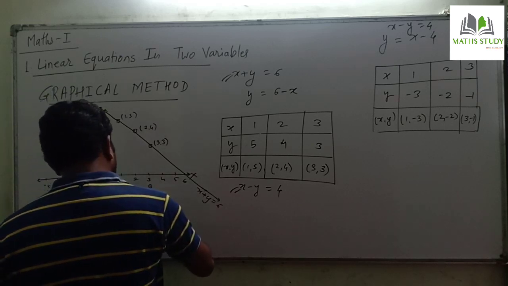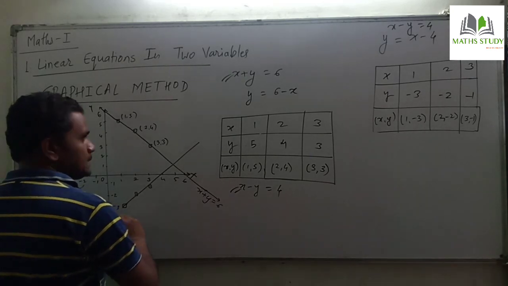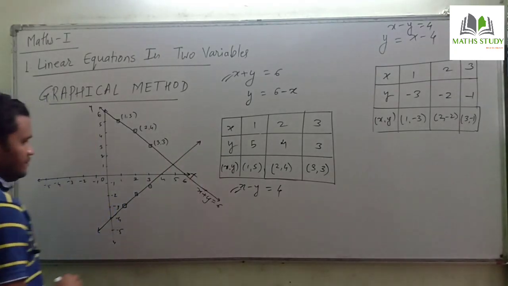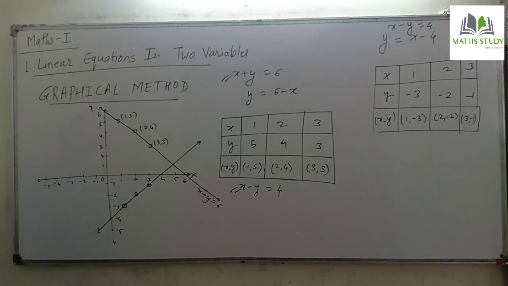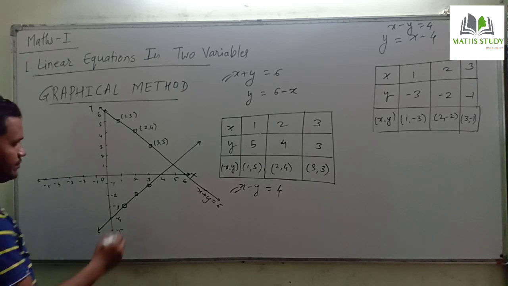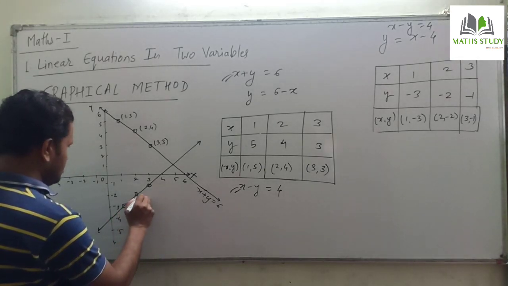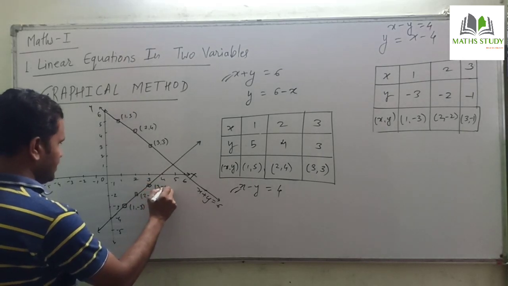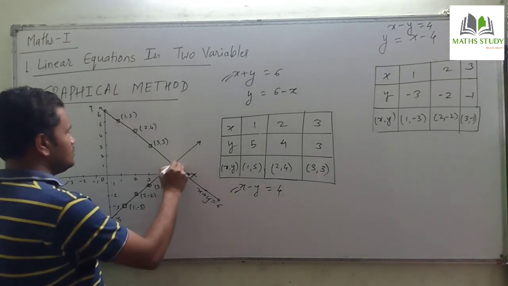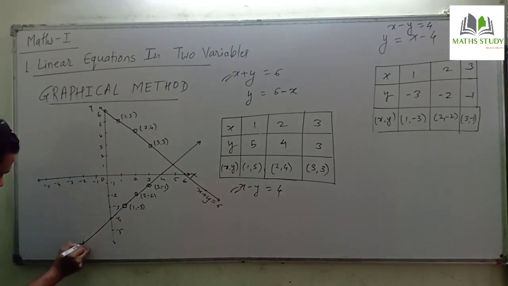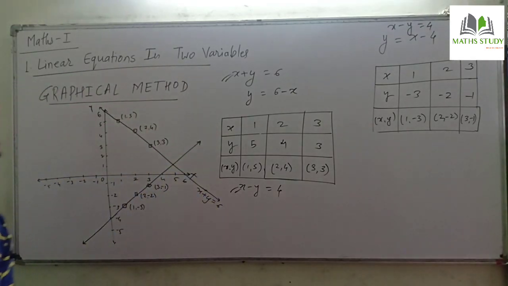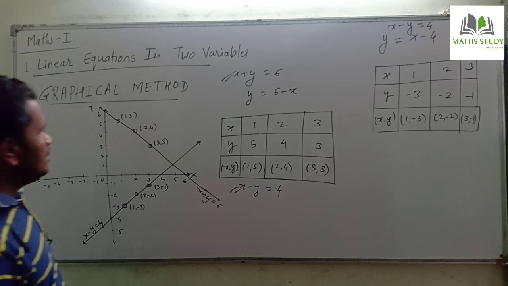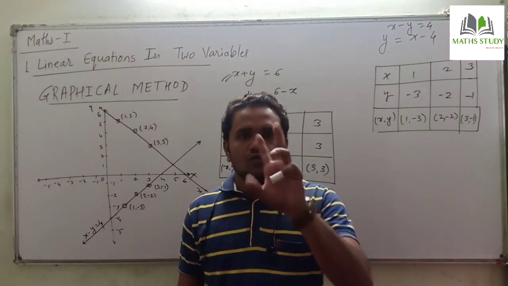If you draw the line in this way, it will look like this. The line will pass through these points, 1 comma minus 3 here, 2 comma minus 2, 3 comma minus 1. Now the equation of the line is x minus y is equal to 4. Okay. So in this way, we have drawn both the lines.